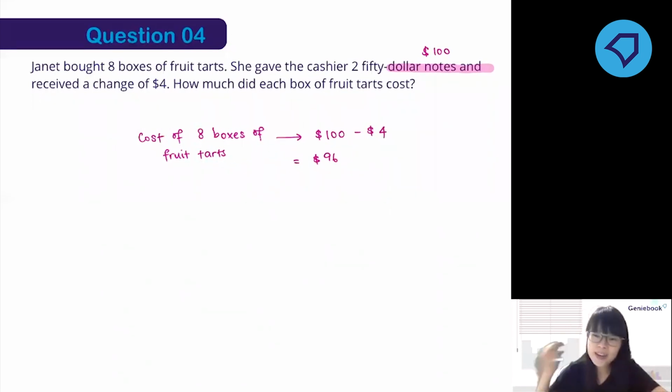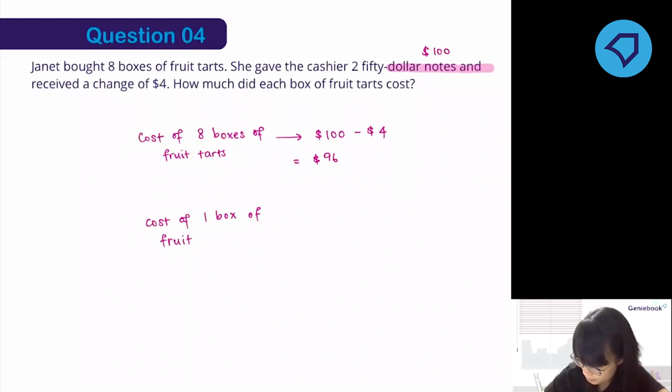Now I want to find the cost of one box of fruit tarts. What do you need to do? If 8 boxes cost $96, one box would be 96 divided by 8. If you have memorized your table, it would be good. If not, let's do a quick long division together.